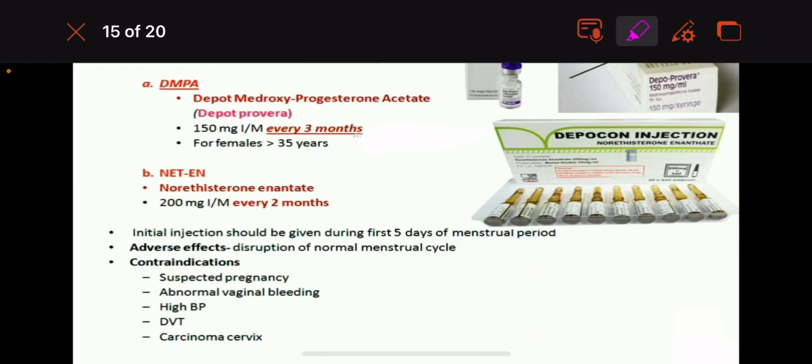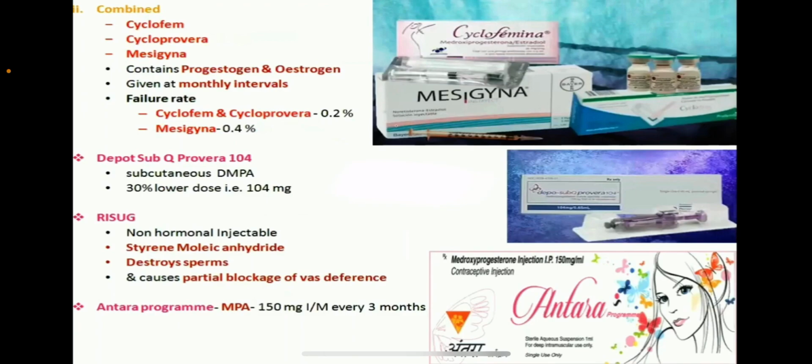What are the contraindications in cases of DMPA and NET-EN? They are suspected pregnancy, abnormal vaginal bleeding, high blood pressure, DVT and cervical carcinomas. We have already dealt with all of these.